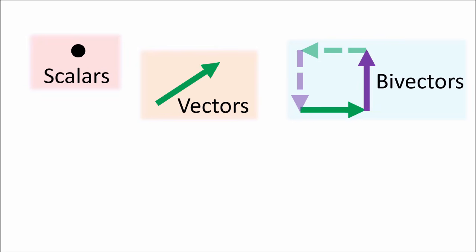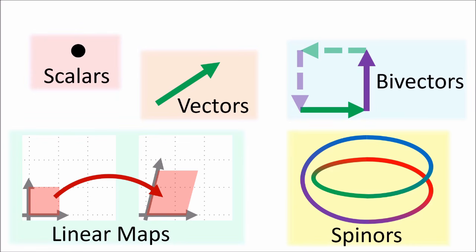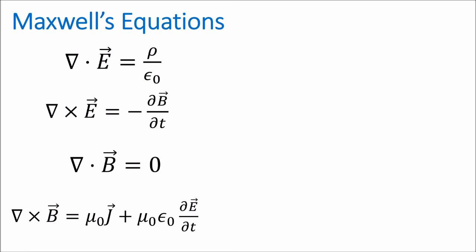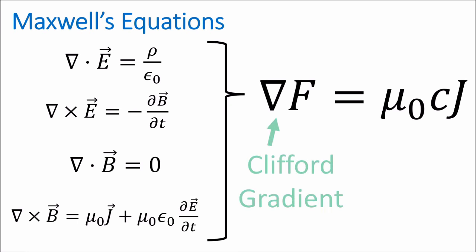In physics, we deal with various objects like scalars, vectors, bivectors, linear maps, and spinors. All of these objects live together side by side in Clifford algebras. Doing physics with Clifford algebras feels a bit like doing physics with the batteries included. Oftentimes, everything we need to solve a problem in physics already lives inside a Clifford algebra, and we don't need to invent any new mathematical objects to solve the problem. For example, Clifford algebras allow us to unite the 4 Maxwell equations of electricity and magnetism together into a single equation.